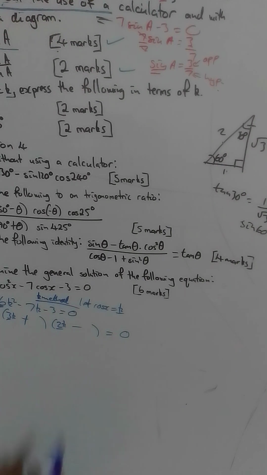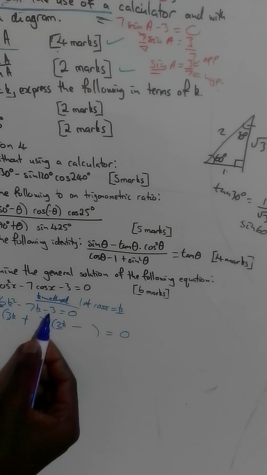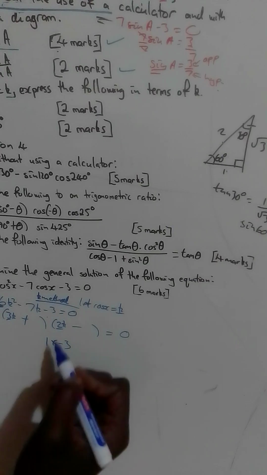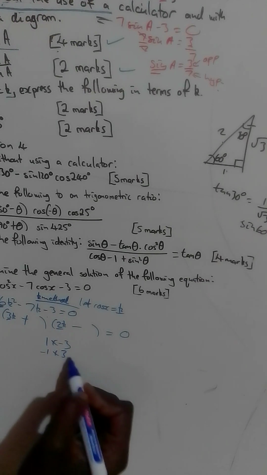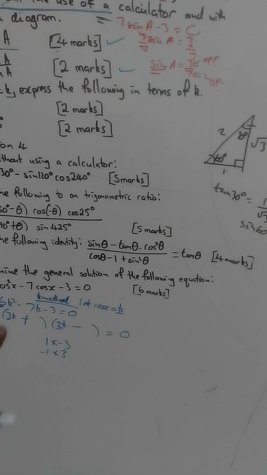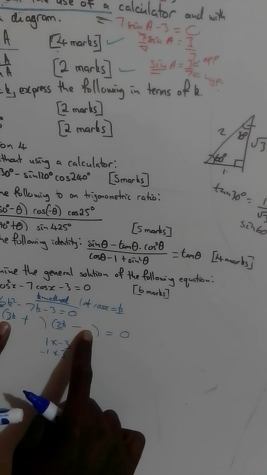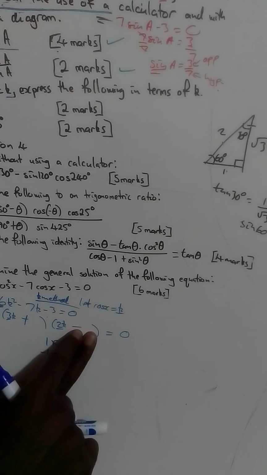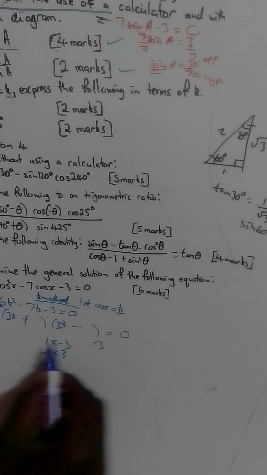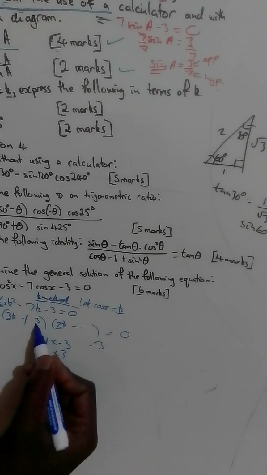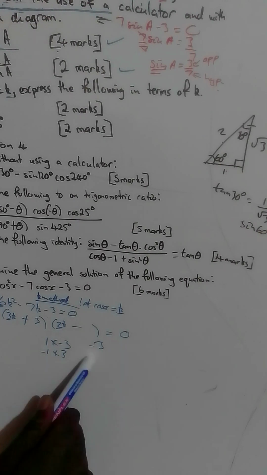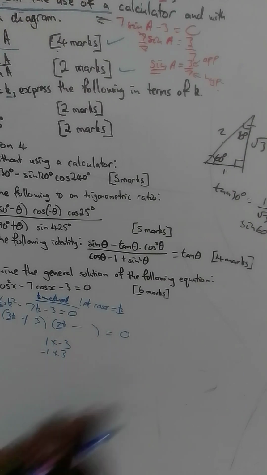Now, which number will give me negative 3? I've got 1 and negative 3, or I've got negative 1 and positive 3. So if here I put a negative 1, 3 by negative 1 will give me a negative 3. And if I put a 3 here, 3 by 2 will give me 6. And 6 minus 3 won't give me 7. So I can't do that.